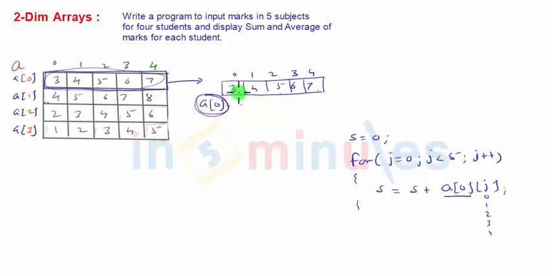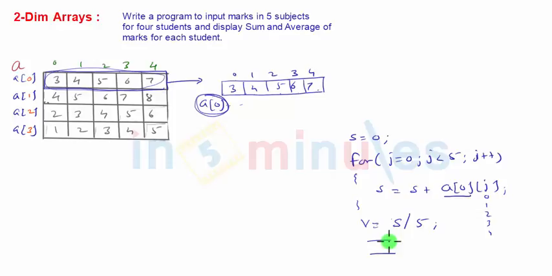So it will be the sum of these numbers: 3 plus 4, 7, 7 plus 5, 12, 12 plus 6, 18, 18 plus 7, 25. So we'll get the sum as 25. Then divide that sum by 5 to get the average. So it will be S upon 5 to get the average. And then we can display the sum and the average using obviously printf commands.